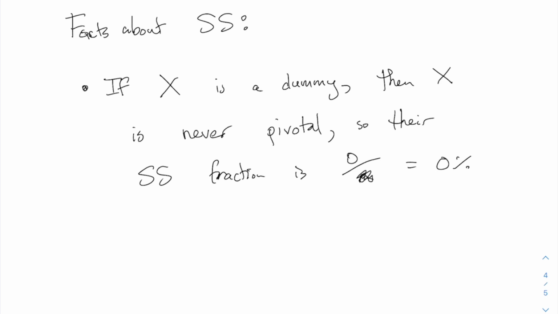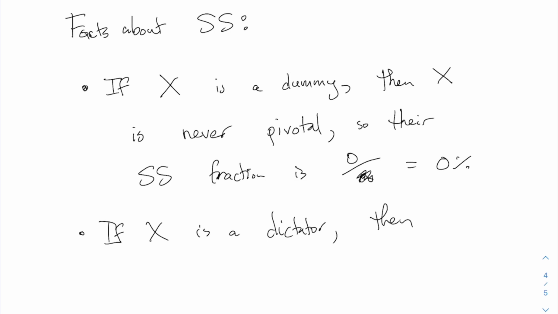All right? Any thoughts about that? I think this is pretty intuitive. What about a dictator? Then, what do you think? What's the Shapley-Shubik going to end up being for a dictator? Yeah, somebody said 100%. I agree.